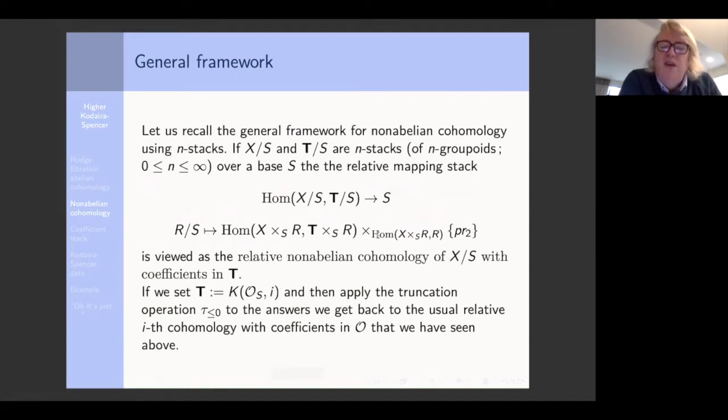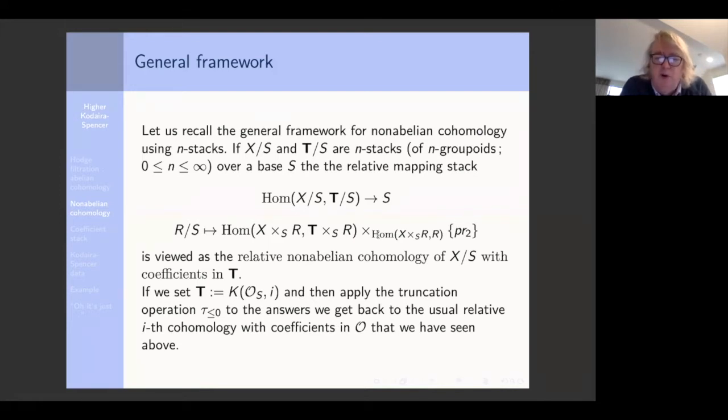Okay, so let's recall the general framework for nonabelian cohomology, at least one possible general framework, using n stacks. So if X over S and T over S are n stacks of n groupoids, and n could be infinity here, over a base S, and the S could also be a stack as well, the S Hodge, for example. Then we have a relative mapping stack, which is just Hom from X over S into T over S. Okay, that's a stack over S.